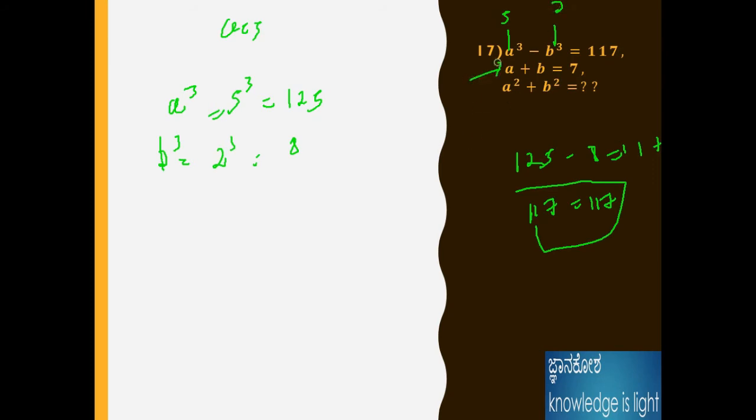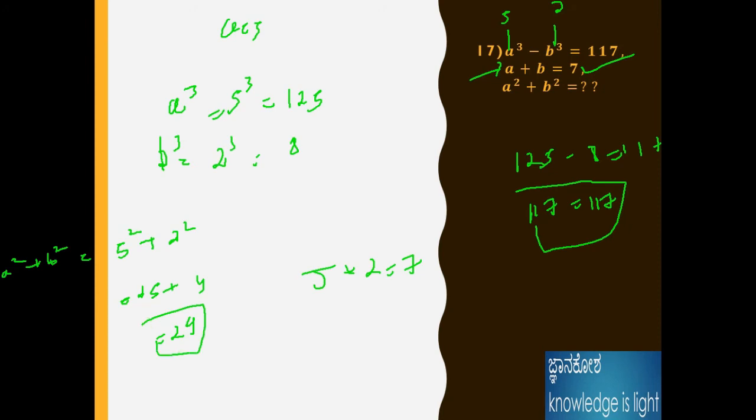Apply this logic here. a plus b, 5 plus 2, is equal to 7. Okay, here the question is already given: a square plus b square is equal to 5 square plus 2 square. Therefore 25 plus 4 is equal to 29, which is the answer for this question.